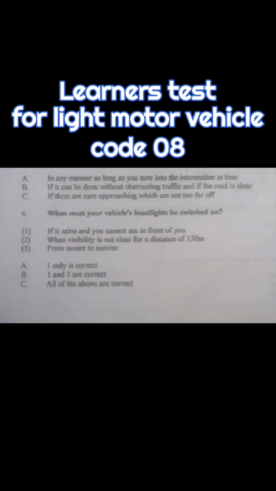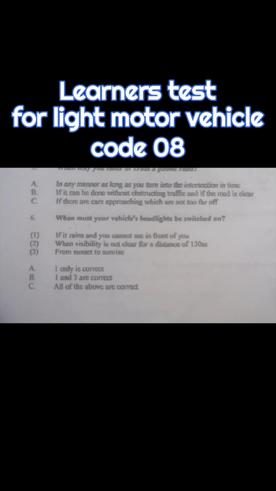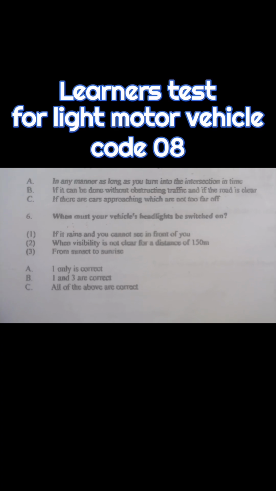On rainy days, we see people driving with their headlights on. When visibility is not clear for a distance of 150 meters, it's maybe misty or something, yes, you have your lights on. And then from sunset to sunrise, yes, that means during the night.